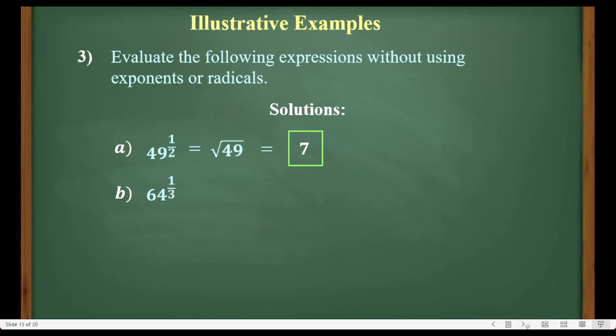64 raised to 1/3. In radical form, that is actually the cube root of 64. And we know the answer is 4.